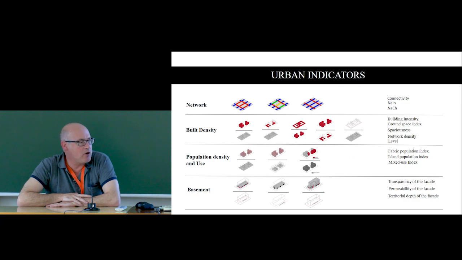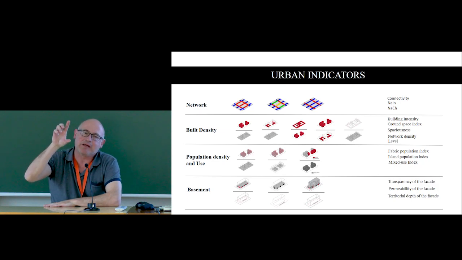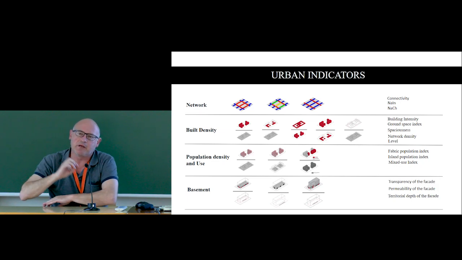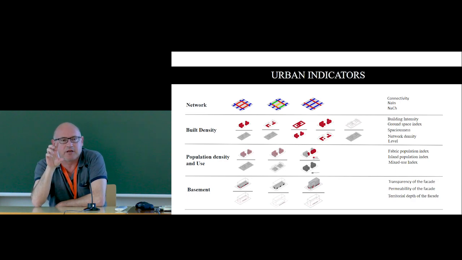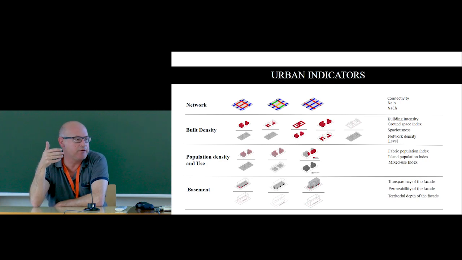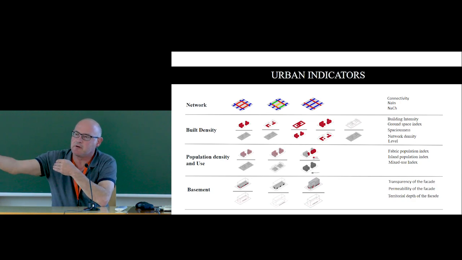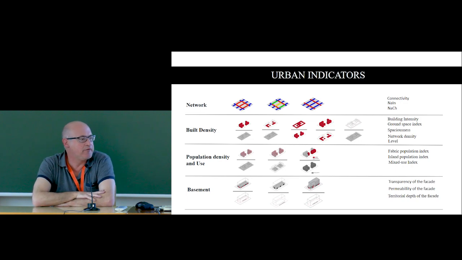Then we also looked, I'm going to jump to the basement studies, because that was very much present in Jan Gehl's studies on the city and the public space: things related with the transparency of the facade, permeability of the facade, and the territorial depths of the facade. And these things can be measured objectively.